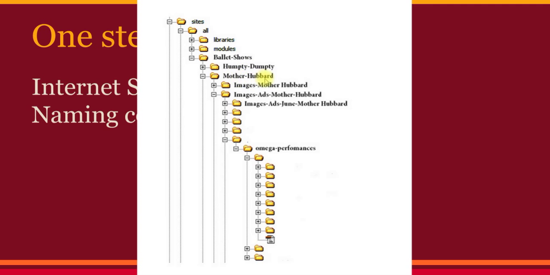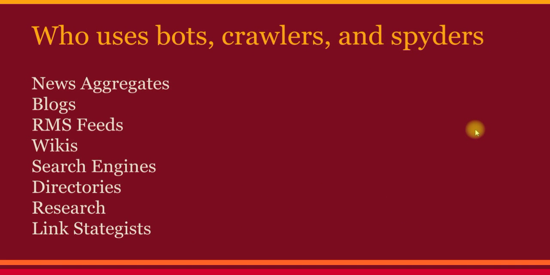So within the Mother Hubbard folder, then you may have images. The Mother Hubbard would be the name of the folder, and inside of that you would have all of the images that relate to that Mother Hubbard ballet show that you're trying to sell tickets to. And maybe you have ads for that Mother Hubbard, and you have image ads, so you would create a folder with your image ads, and within that maybe you have ads for June, July, August, so you have the different months for each of those images and so forth. So you see, even at the server level, you start making it just as easy to communicate with these bots as you possibly can.